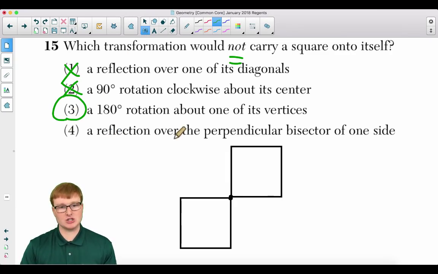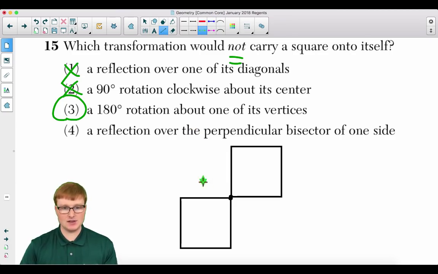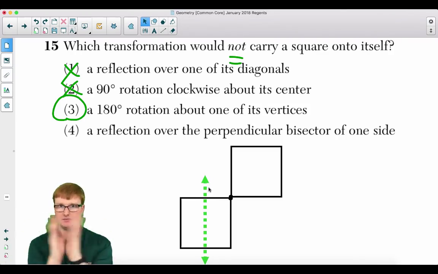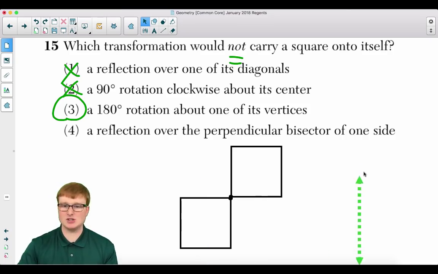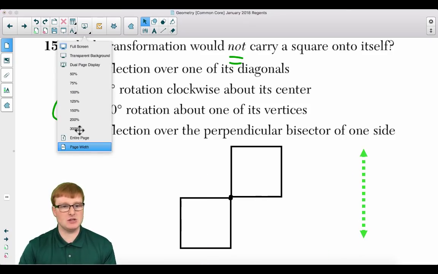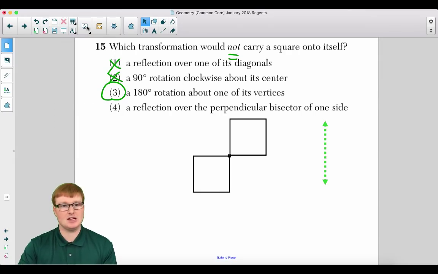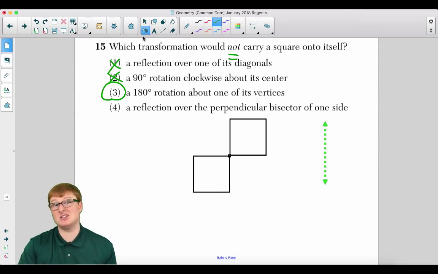Choice 4 says a reflection over the perpendicular bisector of one side. No. Again, if you take anything that's perpendicular or bisecting the square, it still maps onto itself. If you just fold it back and forth, it's still going to produce a square that maps onto itself. So your answer for number 15 is going to be choice 3. That was a challenging question, in my opinion. You really have to be careful of its center of rotation.